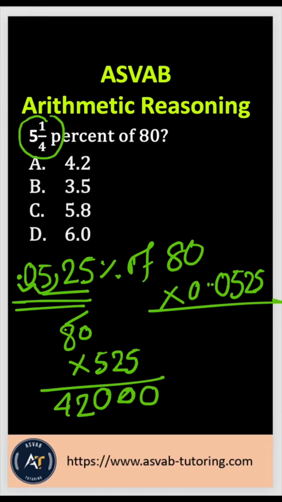Now you have to bring the decimal back in. After the decimal, how many digits do you have? You have 1, 2, 3, 4. So you have to move 4 decimal places from right to left: 1, 2, 3, 4. So that is 4.2, which is option A.